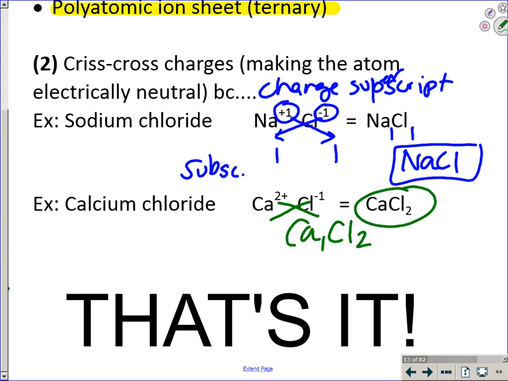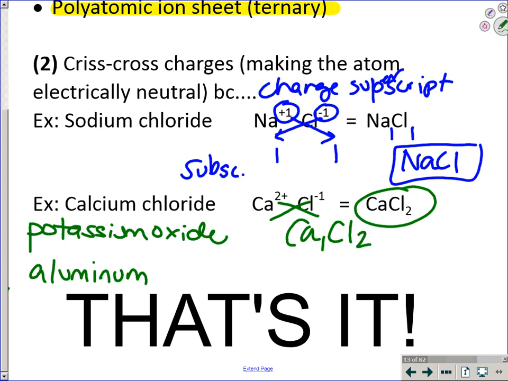Okay, let me give you another one. Potassium oxide. Potassium oxide. Think about what those 2 symbols are. Write these examples in your paper. I'm just going to give you a couple orally, okay? I'm going to give you 2 more up here, okay? Potassium oxide and aluminum sulfide.